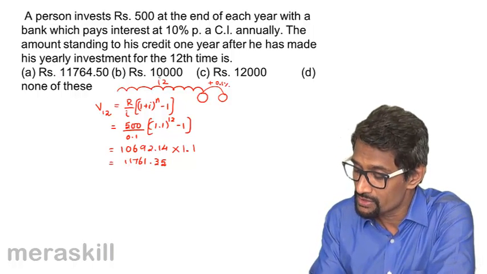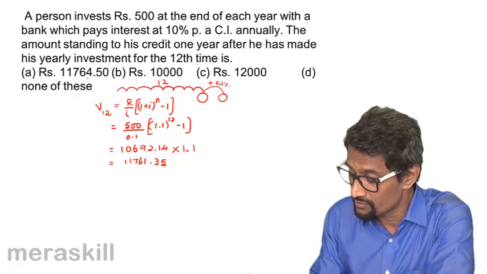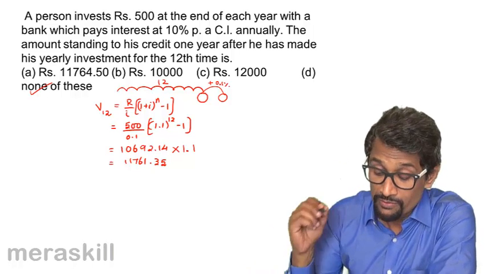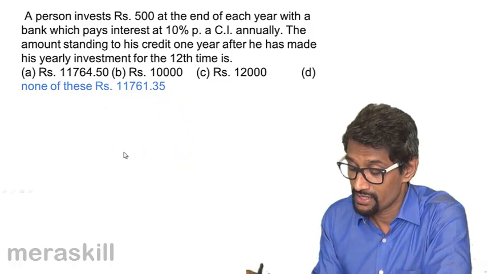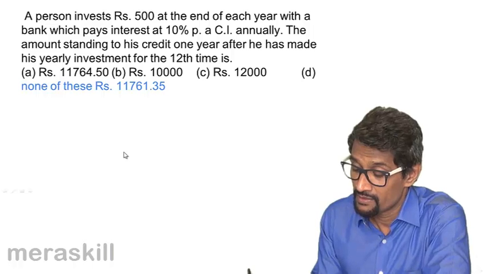So we get 11,761.35. It's closest to this, but there is a difference of more than 3 rupees. So we'll go in for none of these. Let's see what we have. Oh yes, right, it turns out to be that.